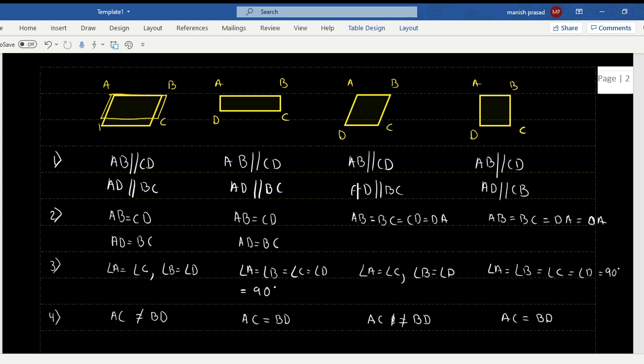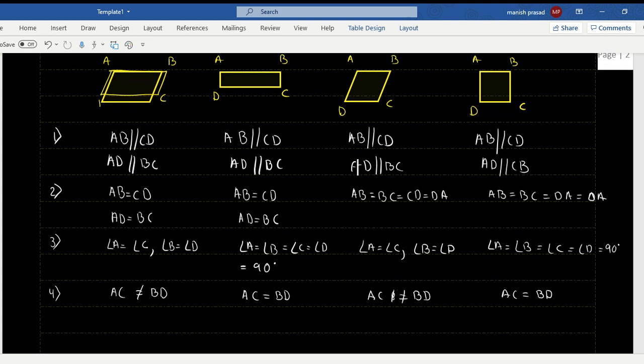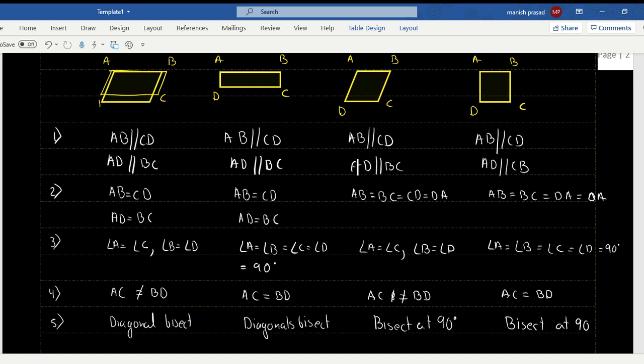Now, if you look at both the diagonals in conjunction, out here, diagonals bisect each other only. Diagonals bisect. Out here, diagonals bisect. Out here also, diagonals bisect. But out here, diagonals bisect at right angles, at 90 degrees. Here also, diagonals bisect at 90 degrees. So is this clear?